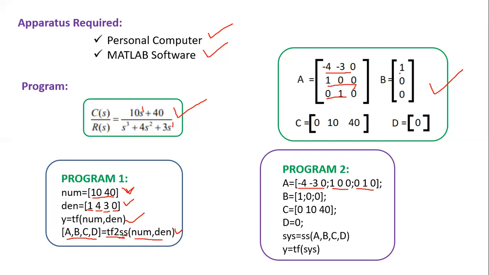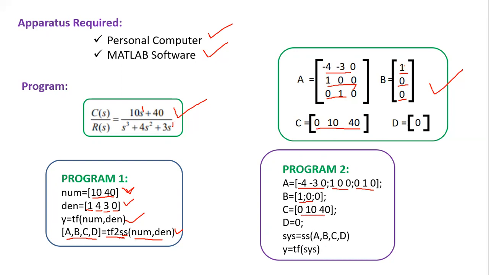The same way coming to the B: 1, next row, 0, next row, 0. So here we need to place a semicolon: 1, semicolon, 0, semicolon, 0. Then only it will take it as 3 rows. And coming to the C, only one row is there, no need for a semicolon.